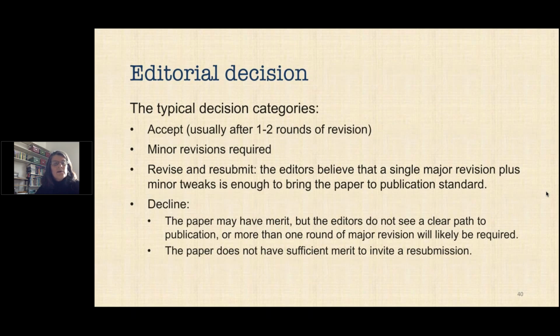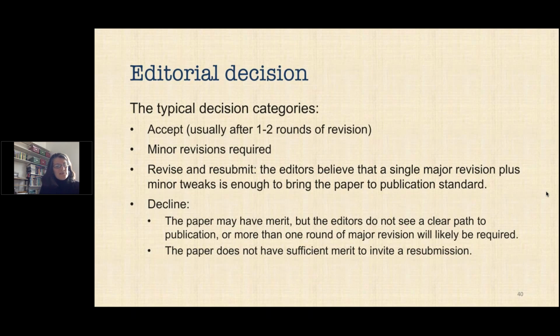So the typical decision categories, the happiest one is accept, your paper's being accepted. This doesn't happen normally on the first round. This is usually after 1 or 2 rounds of revision. Another decision would be some version of minor revisions. At Language, that usually comes out as being revisions required, which is a little ambiguous, so we specify what that means in the letter. Another ubiquitous category is revise and resubmit. A revise and resubmit decision, or some version of that, generally means that the editors believe that a single major revision would be enough to almost bring the paper to publication standard, and then maybe another round of minor tweaks.